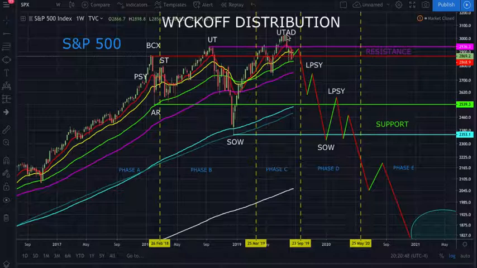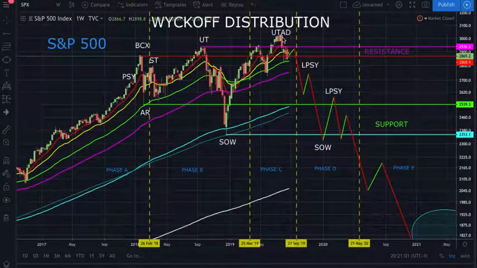This is the up thrust after distribution. And the whole purpose of this right here is to trick the entire market into thinking that we're going to higher prices. We just broke out. And what happens? You just got caught in a trade. And as soon as that up thrust after distribution fails, we dump straight down.